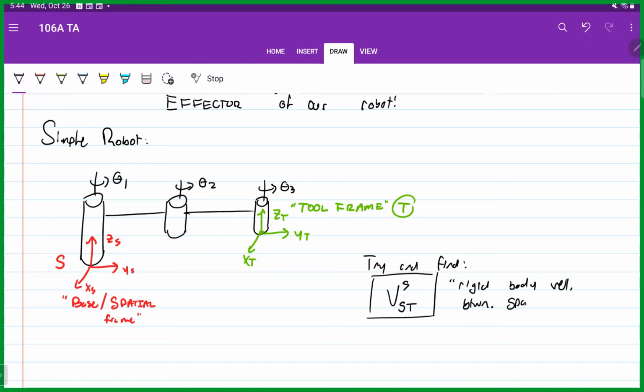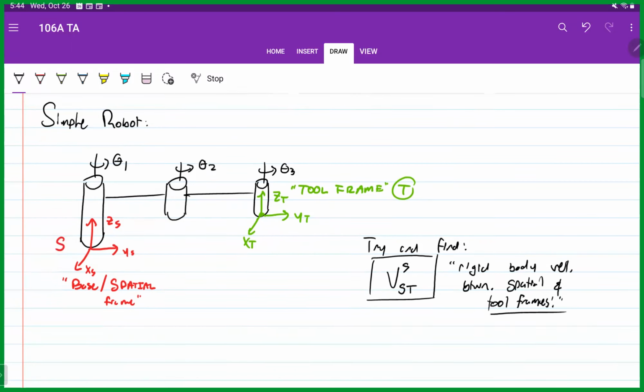Between our spatial and tool frames. Okay, let me rewrite that. Tool frames. All right, so this is our general setup, right? And not only do we want to find this just as some arbitrary function, but we want to be able to find a map from our theta dots that's going to give us this value.